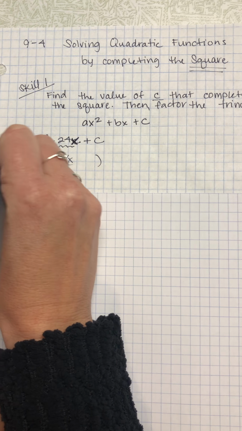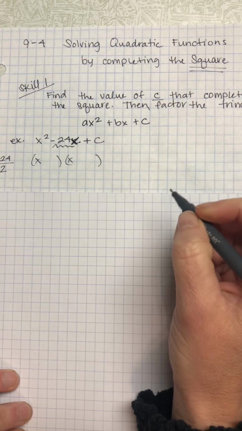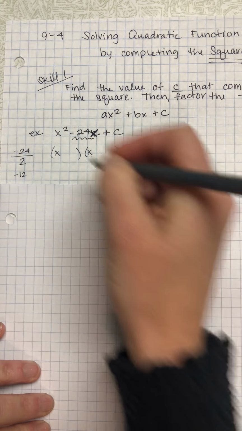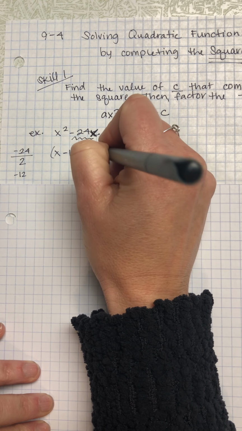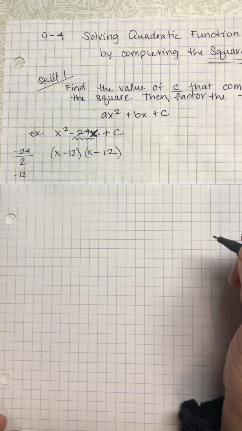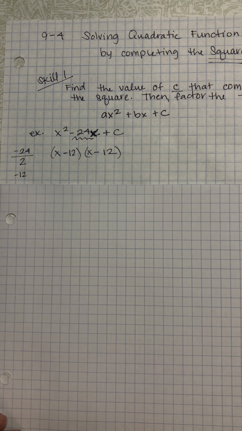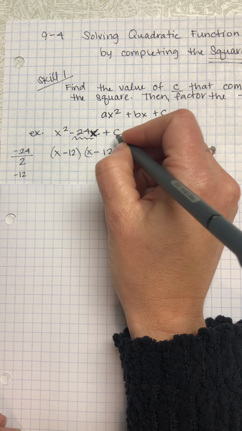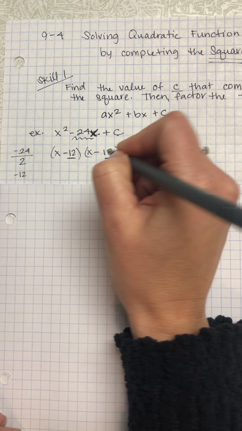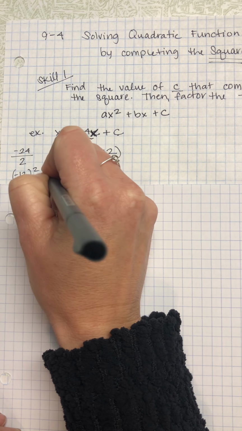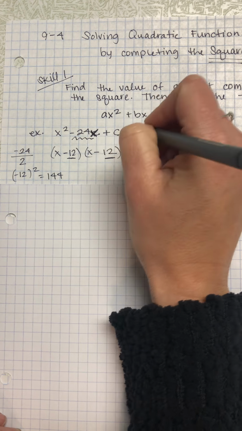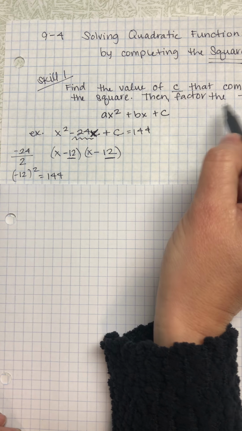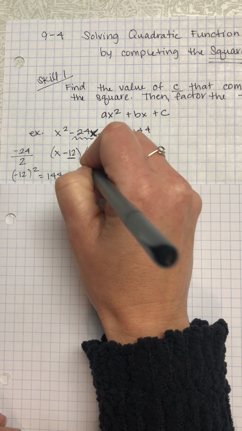So if we take negative 24, and we divide it by 2, because it's our middle number, we end up with negative 12. So negative 12 is our parenthesis answer. Okay, it's what makes our binomials. And to find c, we need to multiply our last. So negative 12 squared, which is 144. So c is 144, and our factored answer is x minus 12 squared.